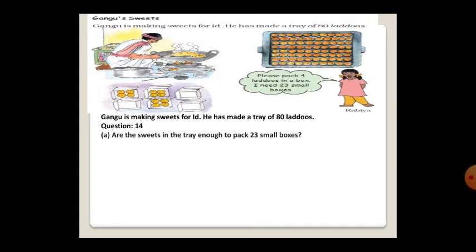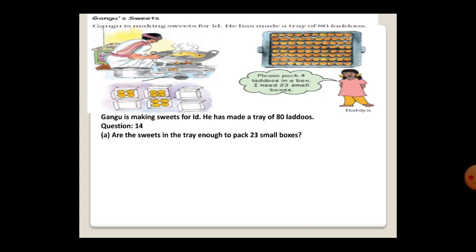The question: are the sweets in a tray enough to pack 23 small boxes? See here, Gangu is making sweets for Heel. He made 80 laddus in one tray. But here Rabia is asking him to please pack 4 laddus in a box. I need 23 small boxes.